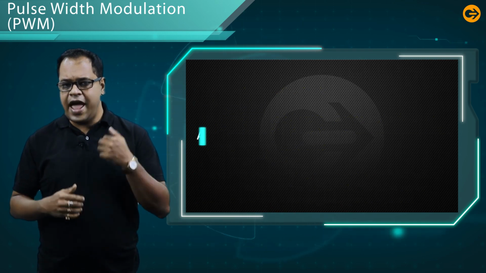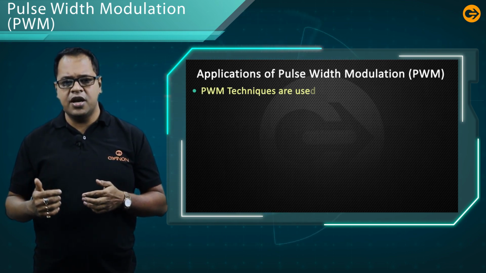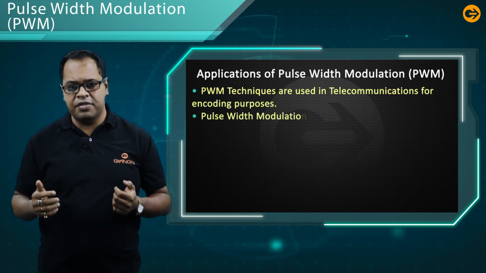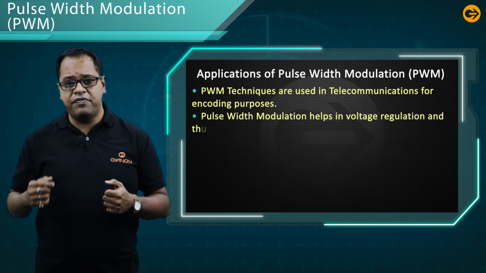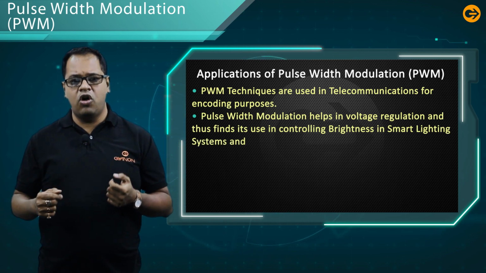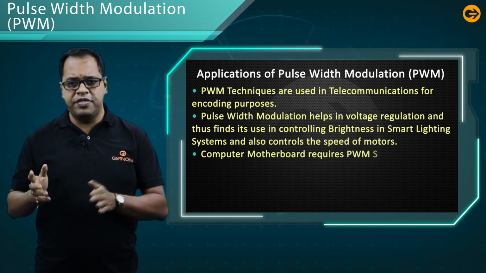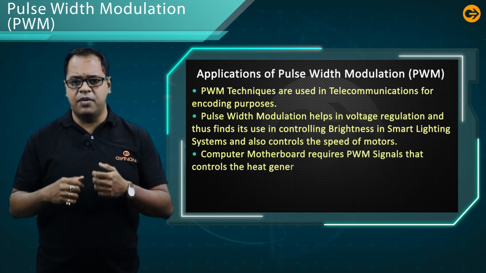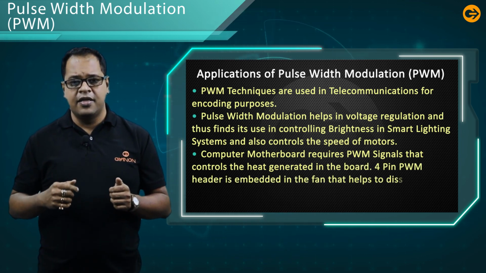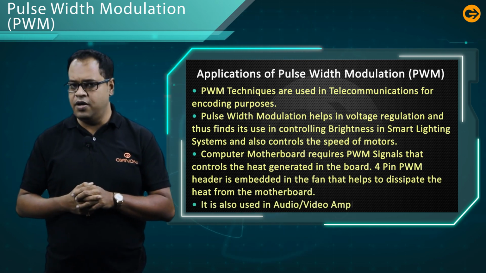Now let us discuss the applications of pulse width modulation. Pulse width modulation techniques are used in telecommunications for encoding purposes. Pulse width modulation helps in voltage regulation and thus finds its use in controlling brightness in smart lighting systems and also controls the speed of motors. Computer motherboards require a PWM signal that controls the heat generated in the board. A 4-pin PWM header is embedded in the fan that helps to dissipate the heat from the motherboard. It is also used in audio or video amplifiers.